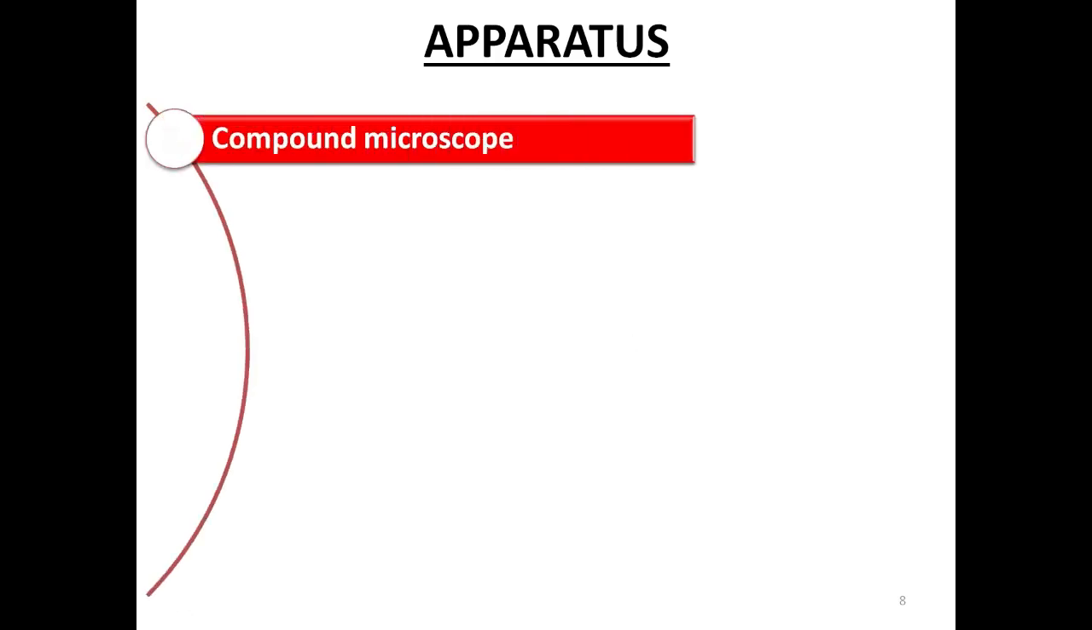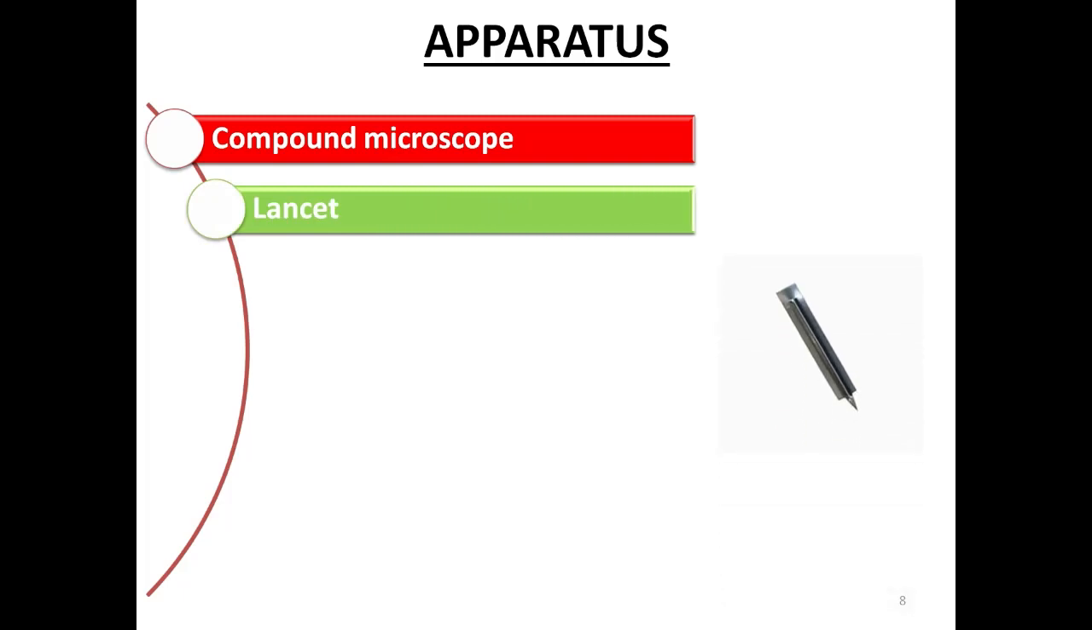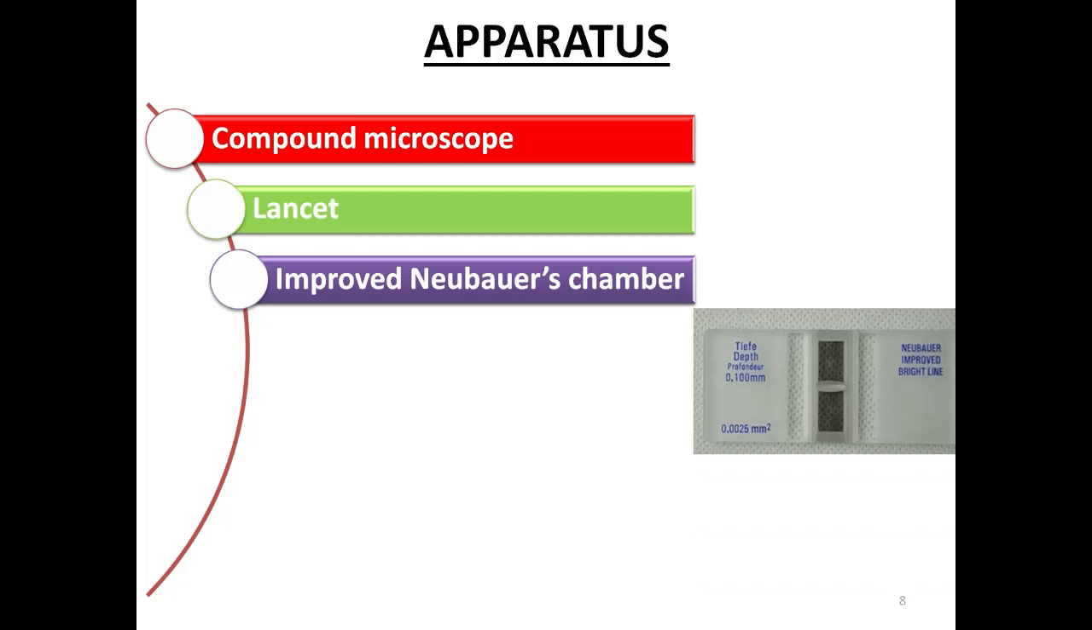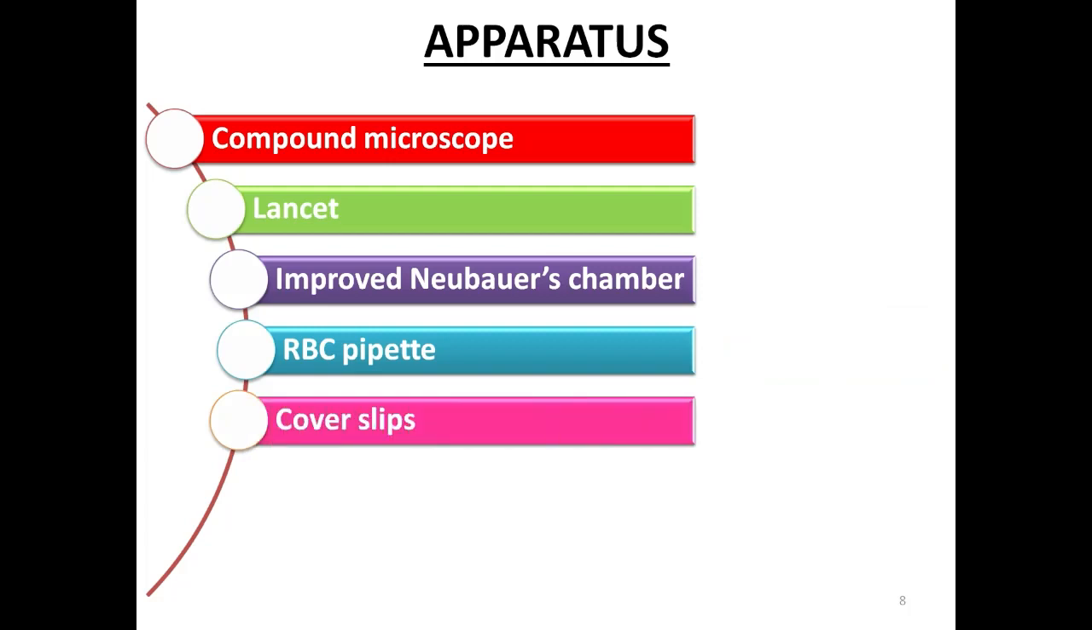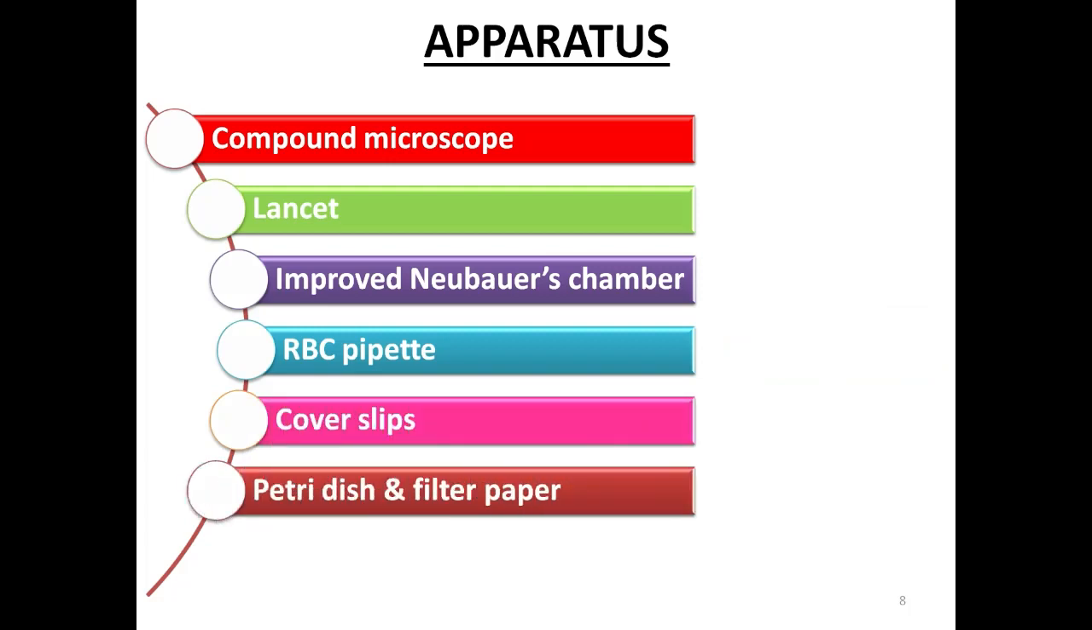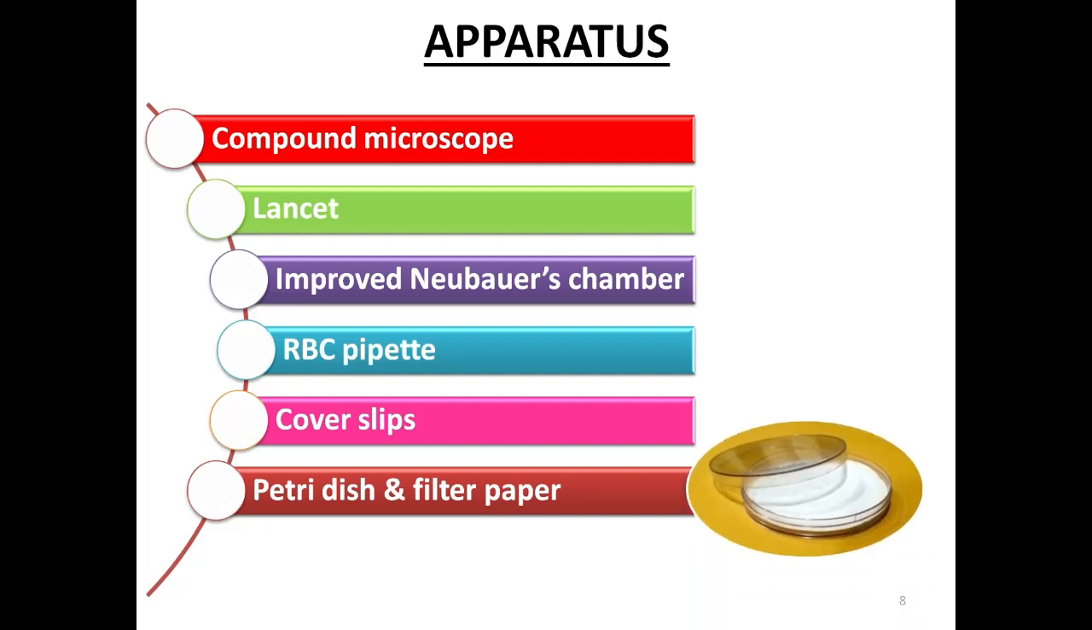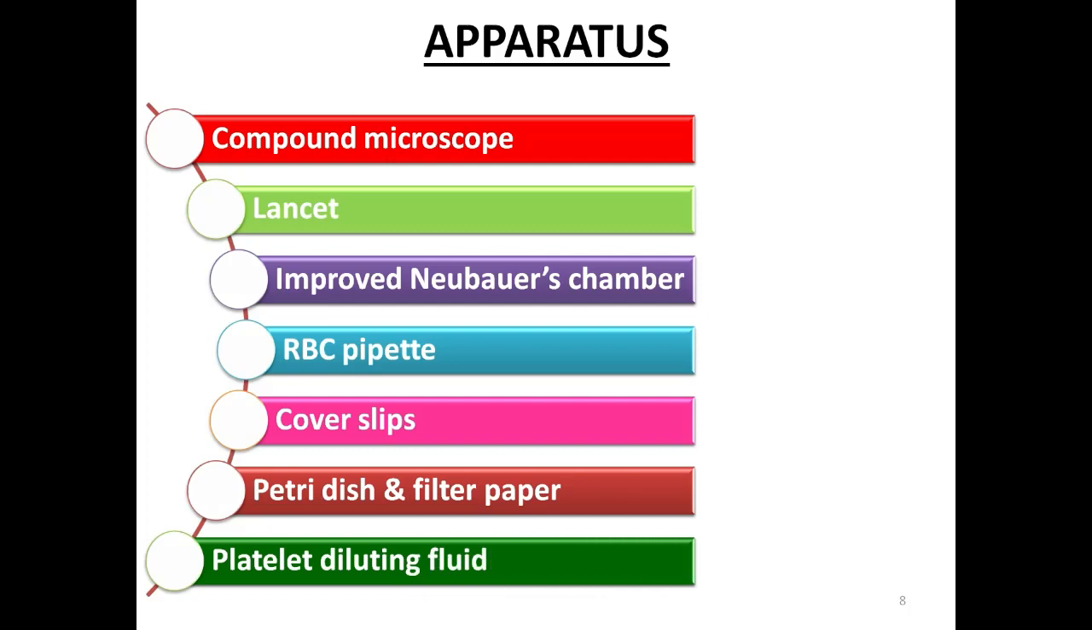Apparatus, that is the instruments: compound microscope, lancet pricking apparatus, improved Neubauer chamber, RBC pipette, cover slip, and petri dish with filter paper. This is new, which you are not using in RBC and WBC count. Then platelet diluting fluid.